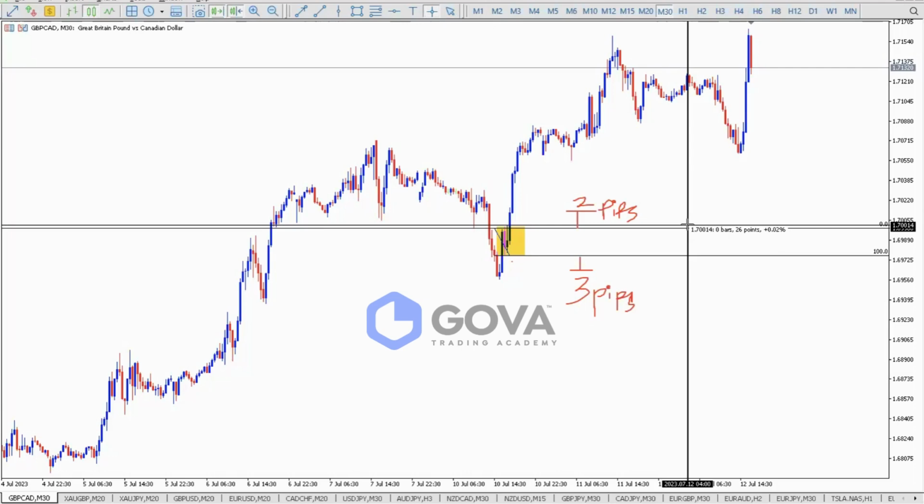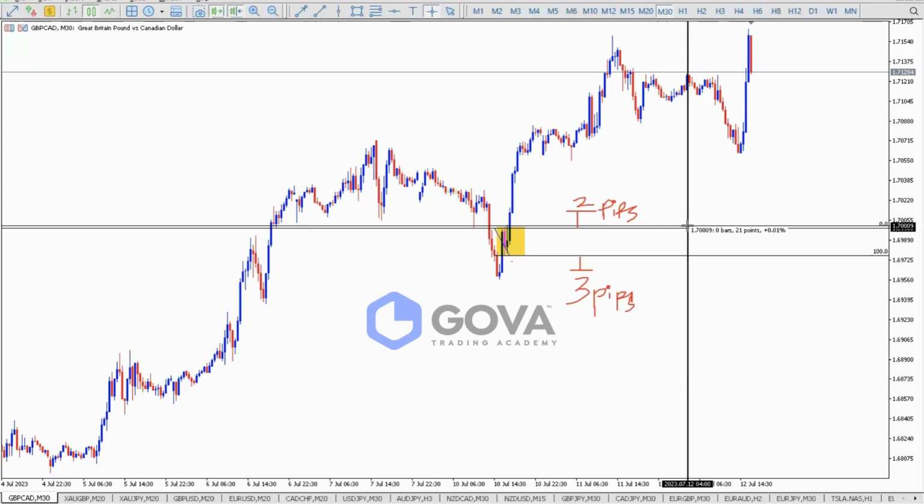Guys, always use the lowest point. So 21 points is the 2 pips we are going to choose here. So what is the market price on these 21 points, which is 2 pips?